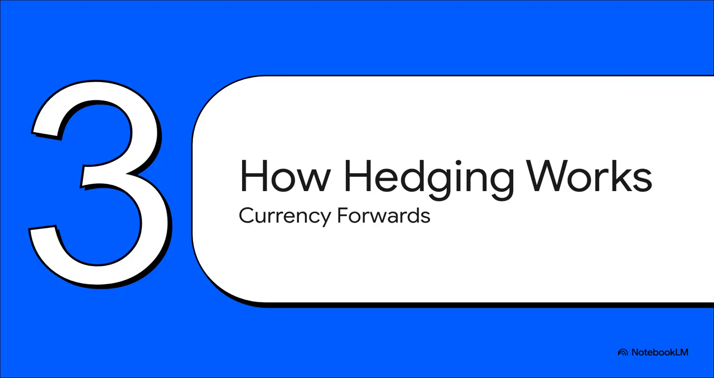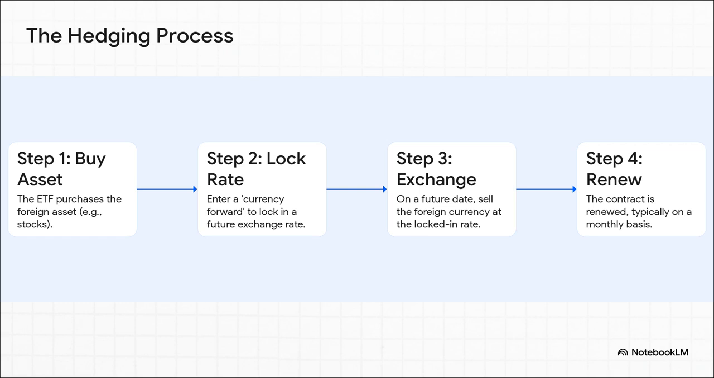So how does this tool actually work? What's the secret sauce? Well, it's way simpler than it sounds, and it all comes down to a financial instrument called a currency forward. Think of it like this. The ETF manager essentially pre-books an exchange rate. They go out and buy the foreign stocks, and at the exact same time, they get into a contract to sell that foreign currency back into your home currency at a price that's locked in, usually for about a month. By locking in that rate, they shield the investment's value from any crazy currency swings during that time. Then each month, they just roll that contract over.